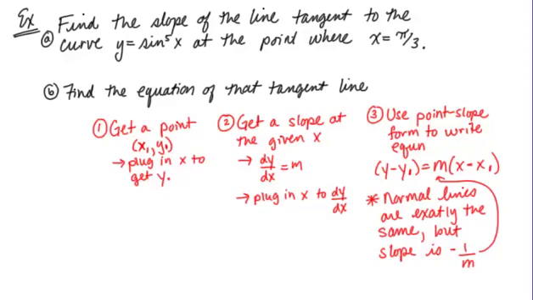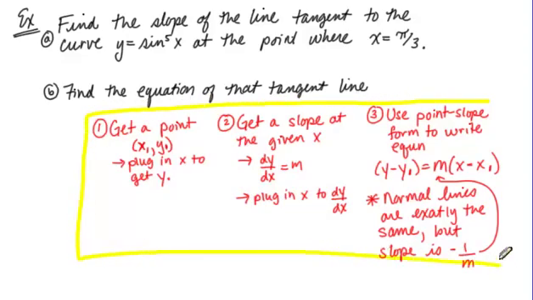I left you with it, and it says find the slope of the line tangent to the curve y equals sine x to the fifth power at the point where x equals pi over 3. Then after you find the slope at that particular x value, I want you to find the equation of that tangent line. So what I've left for you right here are the steps you need in order to write equations of tangent lines. We've already written this down once in our notes, so you should have it in your notes.